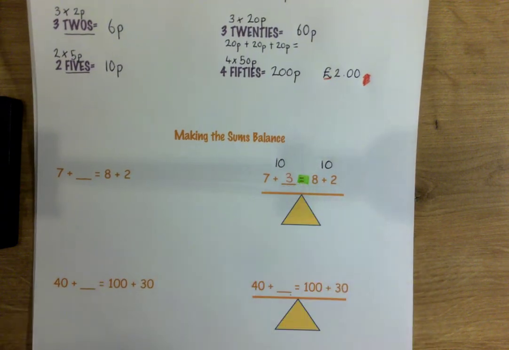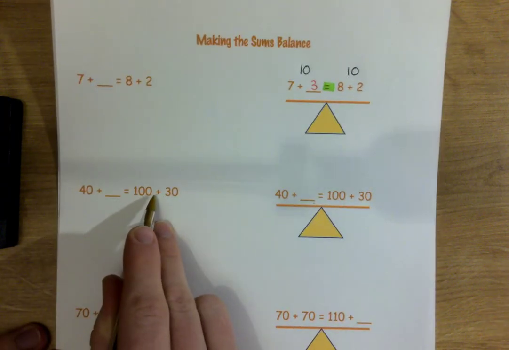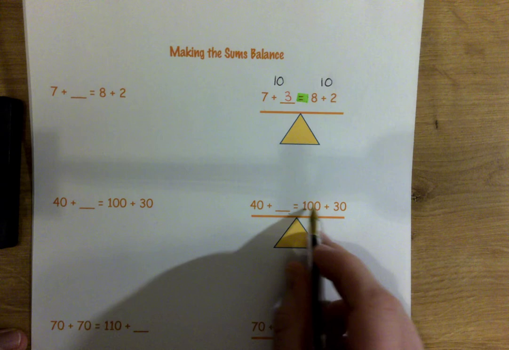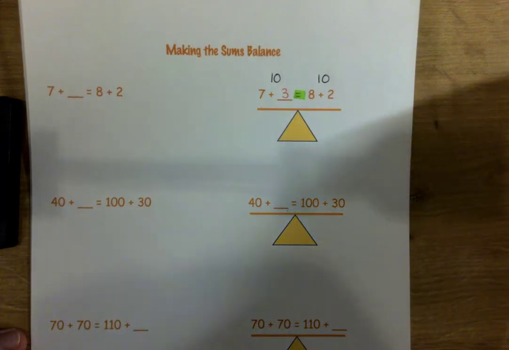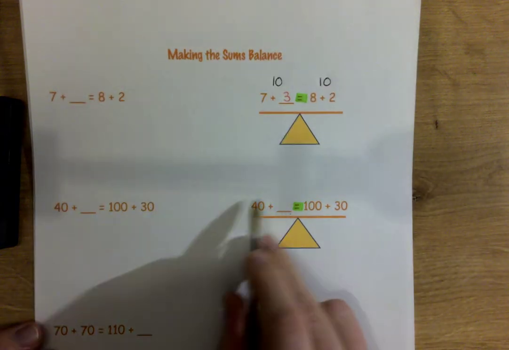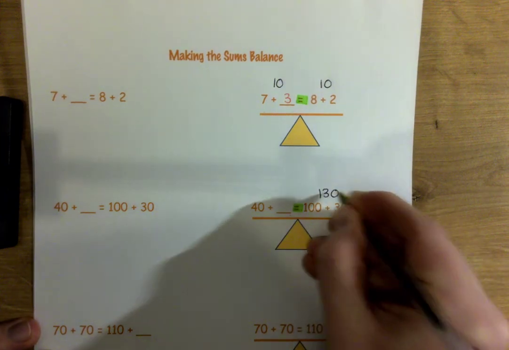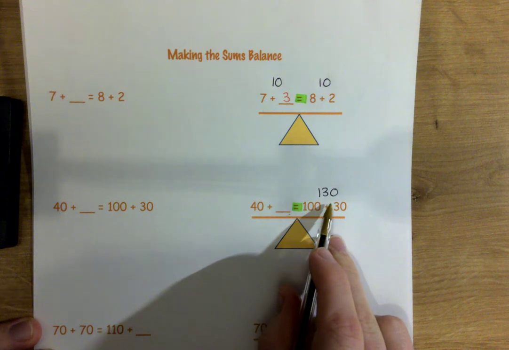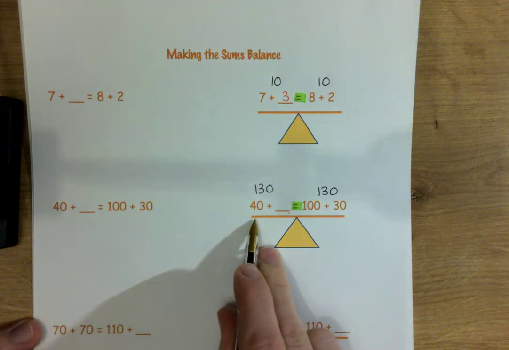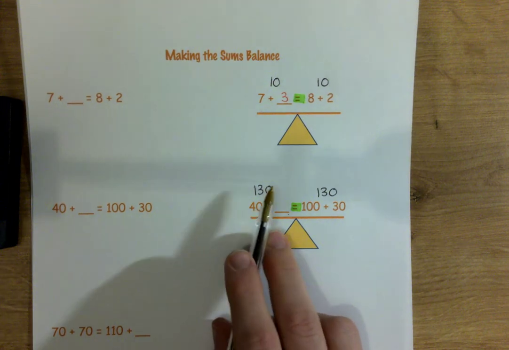They equal the same. Let's move on to a harder sum. 40 add something equals 100 add 30. Let's think of a pair of scales. This side must equal this side, and again it's important to remember that they both must equal. Now, I don't have a full sum here, so I'll look over here. 100 add 30, I know what that is, 130. So if this side equals 130, well then this side must also equal 130. But at the minute, it's not heavy enough, because it's only 40.